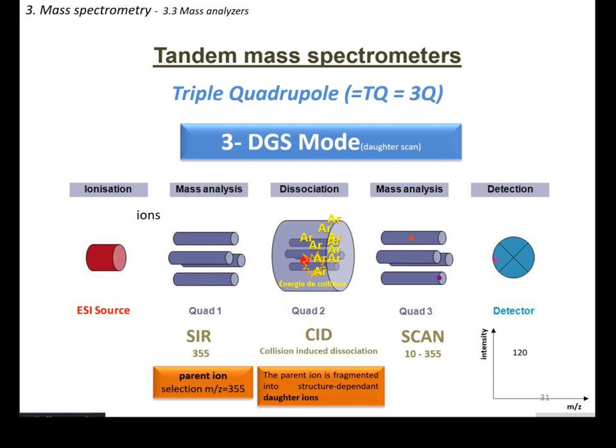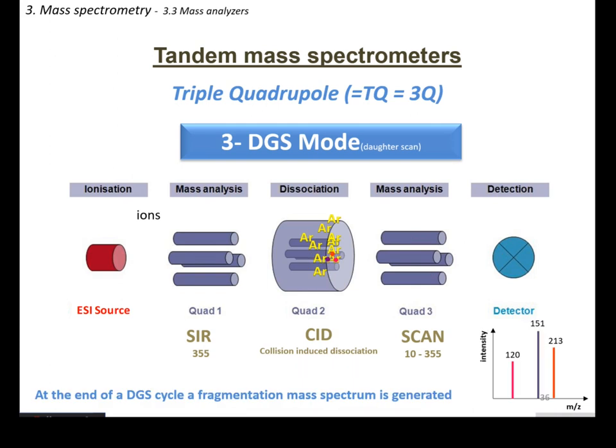Then the third quad will be scanning between 10 maybe and 355 to scan all the daughter ions from this parent. And so you have cycles. At every cycle, the same 355 is selected, but then the third quad is scanning, and so you make an acquisition of the daughters of this parent ion. What you get in the end is the daughter mass spectrum of the parent ion 355, and so you see the masses of the different fragments of this molecule.